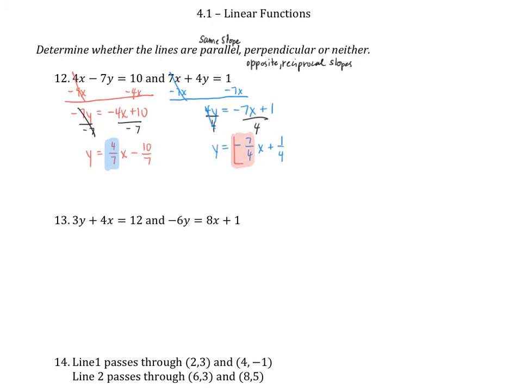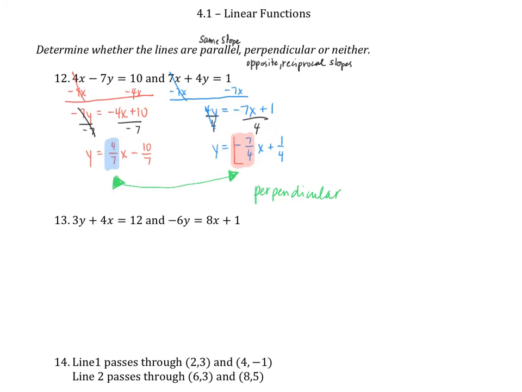And so now we want to compare these two slopes. This one is 4/7, right? 4/7. This one is negative 7/4. Notice the signs are different and they're flipped. That's opposite reciprocals. So these will be perpendicular. So the opposite comes in the sign, and the reciprocal means flipped. The fraction is flipped. So these are perpendicular lines.